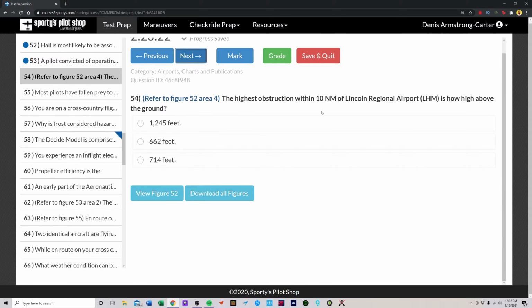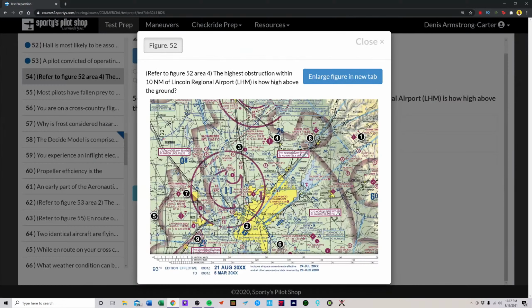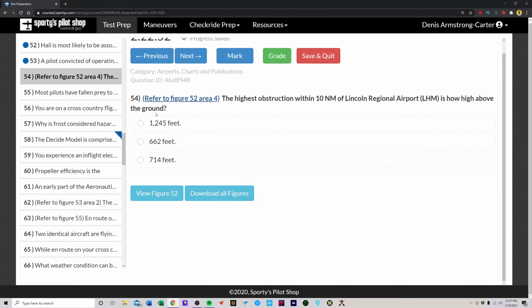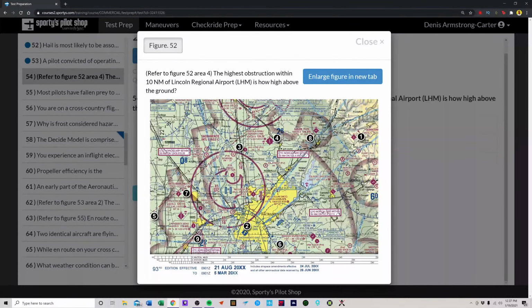The highest obstruction within 10 nautical miles of the Lincoln Airport is how high above the ground? How high? Alright, we have to find Lincoln Airport. Area 4. 10 nautical miles. Nothing there. There's a couple obstructions. How do I know where 10 nautical miles is? I honestly don't even know. There's two. That one's 406. We have 1,245, 612, 714. So we have options at least, which is good.